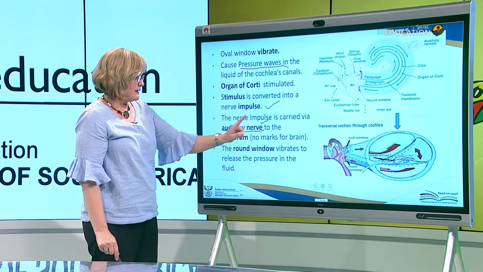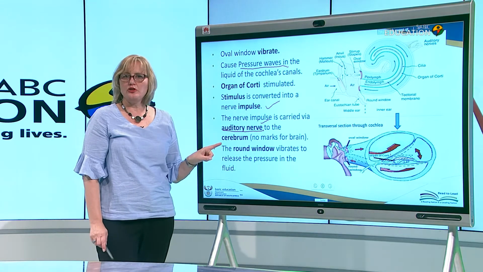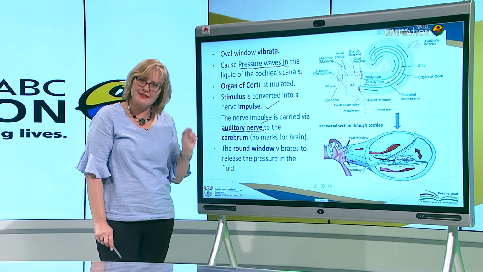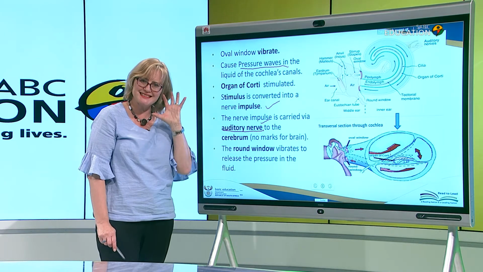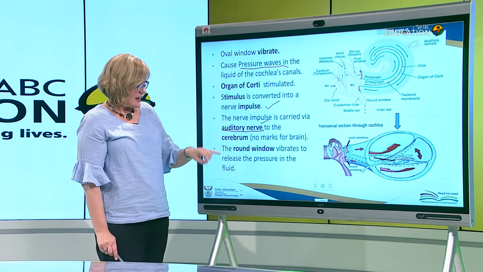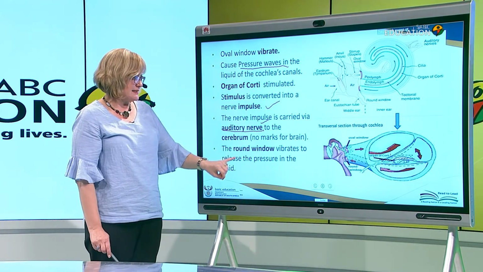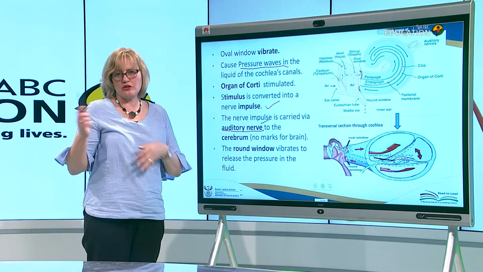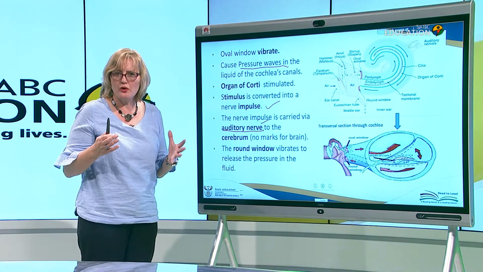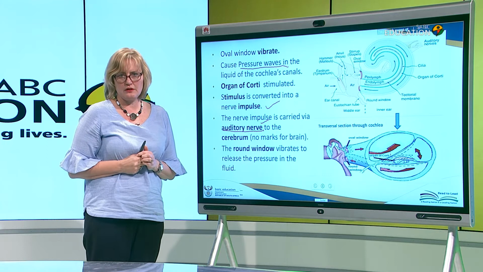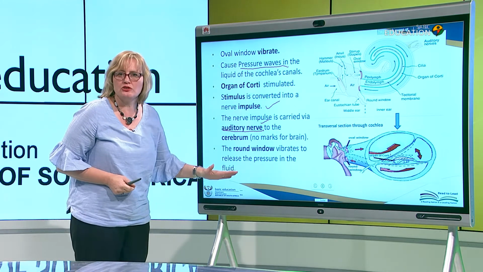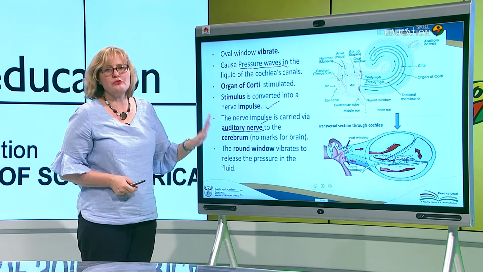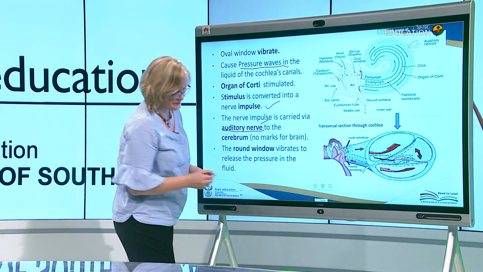And it's taken to the cerebrum. You don't get a mark for the brain. You have to say the cerebrum. Right, this is sound, how you hear. The round window vibrates to release the pressure in the fluid. You see, you don't have to explain how it works. You just know it releases the pressure waves. Okay, this is what you need to know. This can count anything from 4 to 5 marks in the exam.